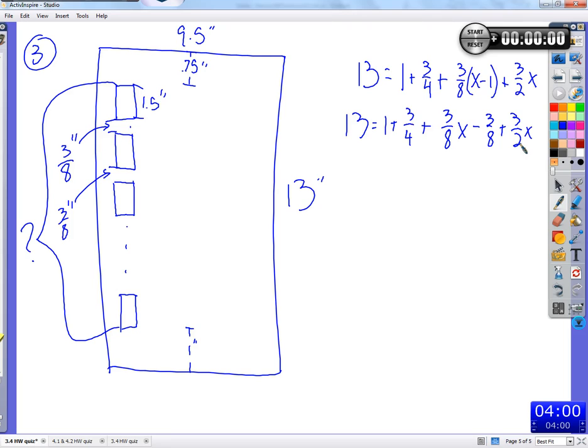Combine the x terms, the like terms. To do that, what do we need? Common denominator. What's the denominator going to be? 8, which means this should be what? 6. Multiply 2 times 4, you get 8. Right? So 3 times 4 is 12. Okay, so we combine like terms. We get, let's put them over here, 15/8 x, 1 plus 3/4 minus 3/8 plus 15 over 8 x equals 13.